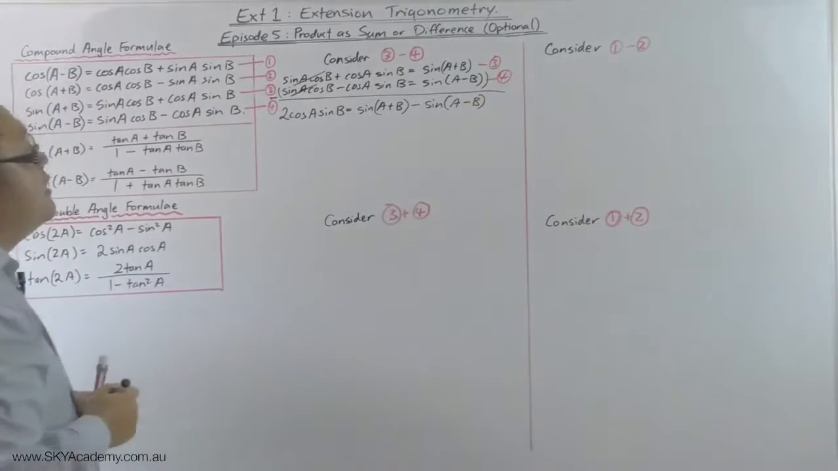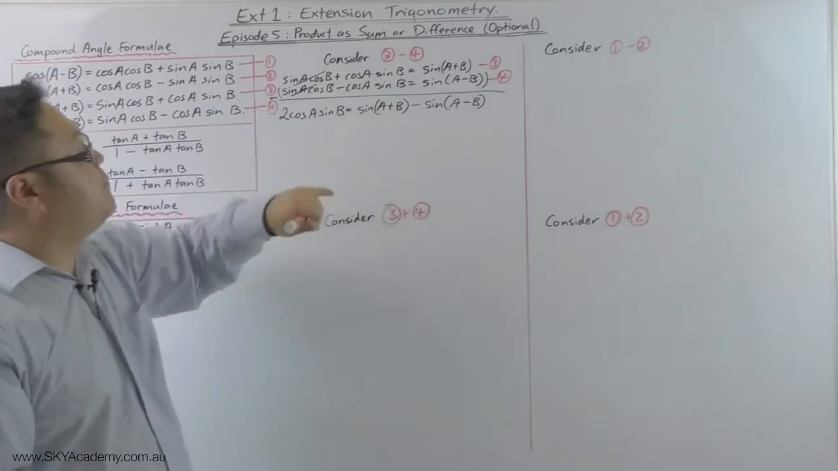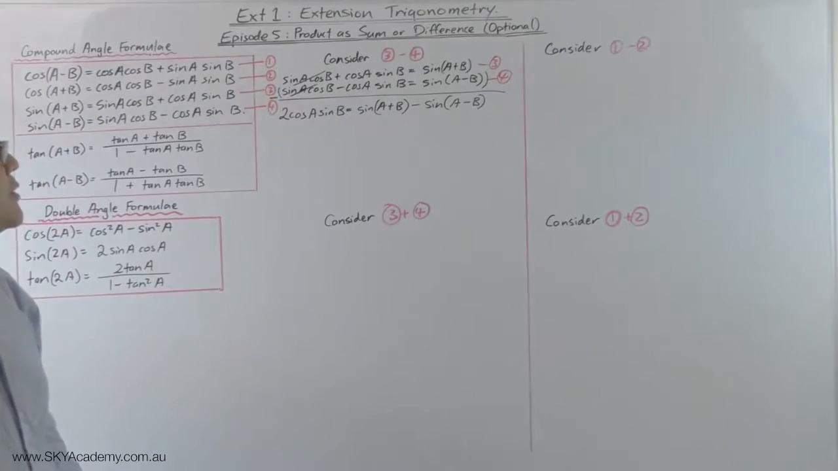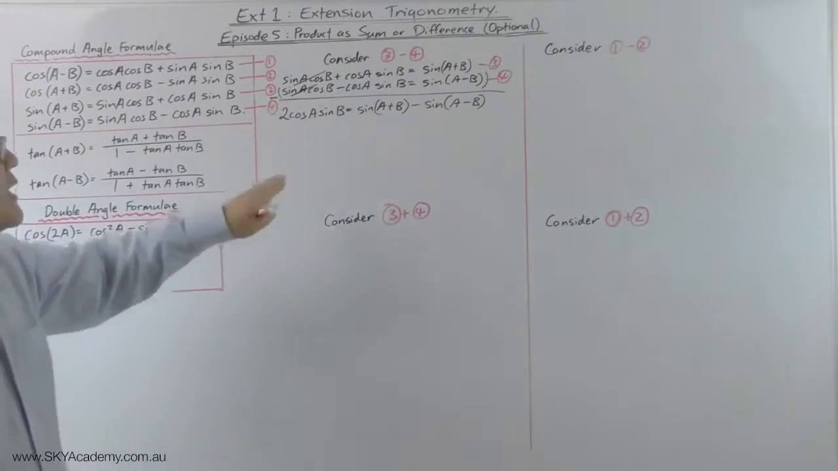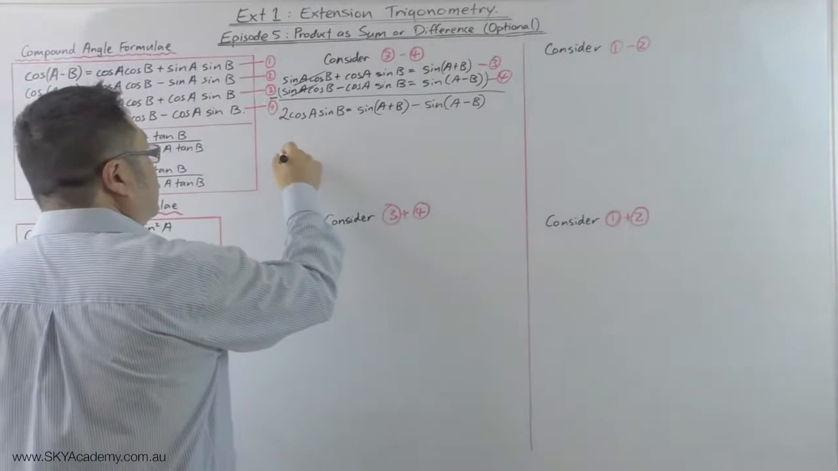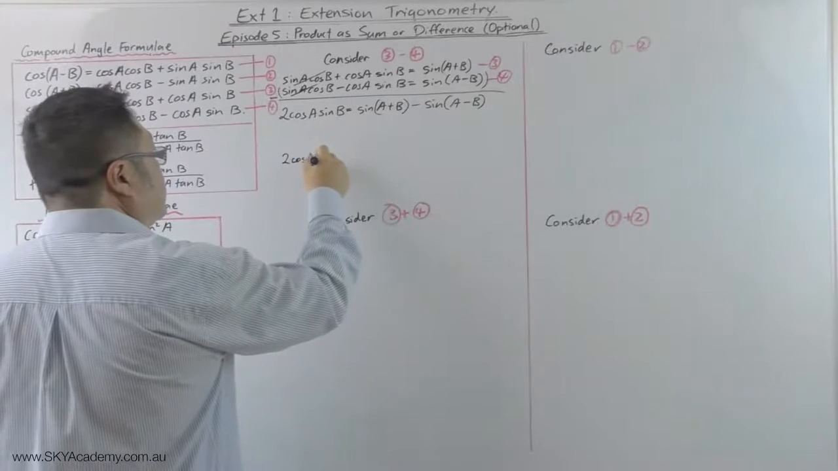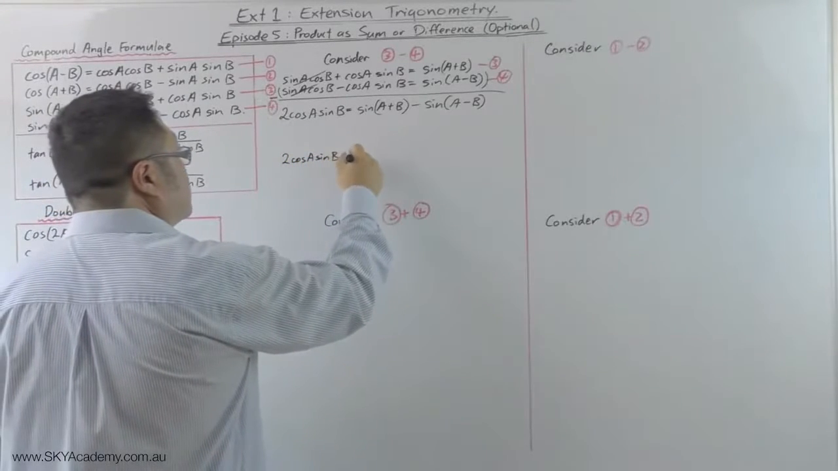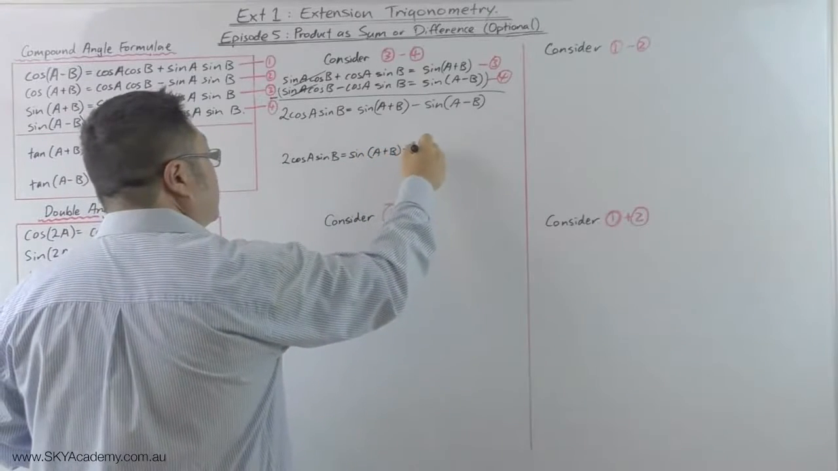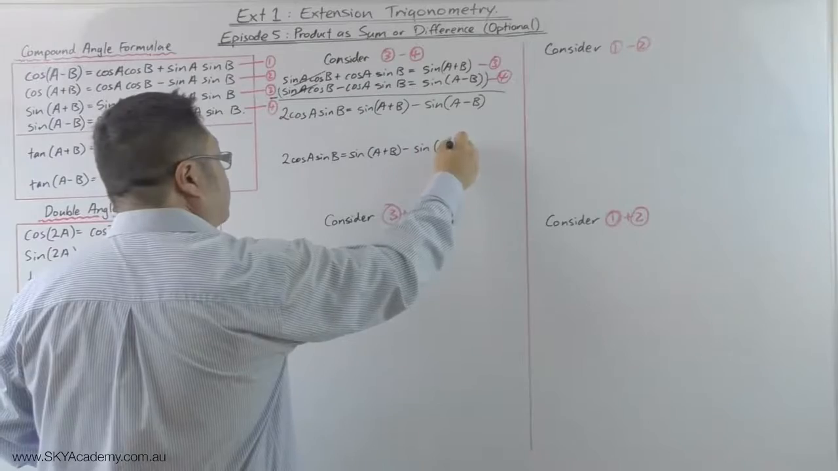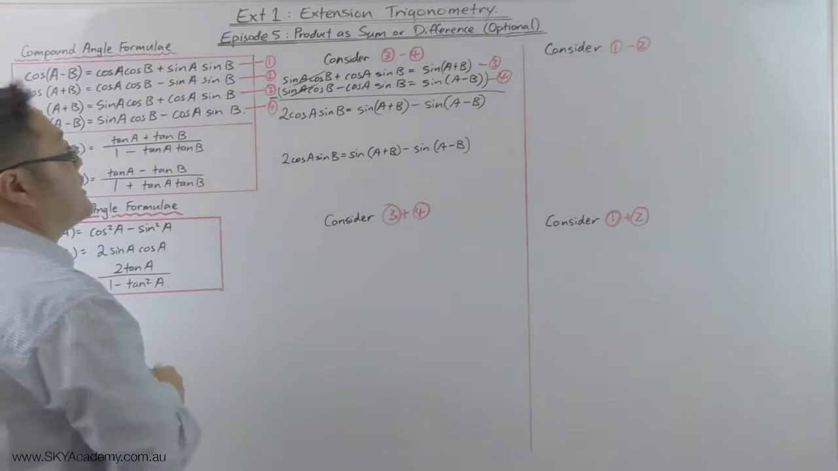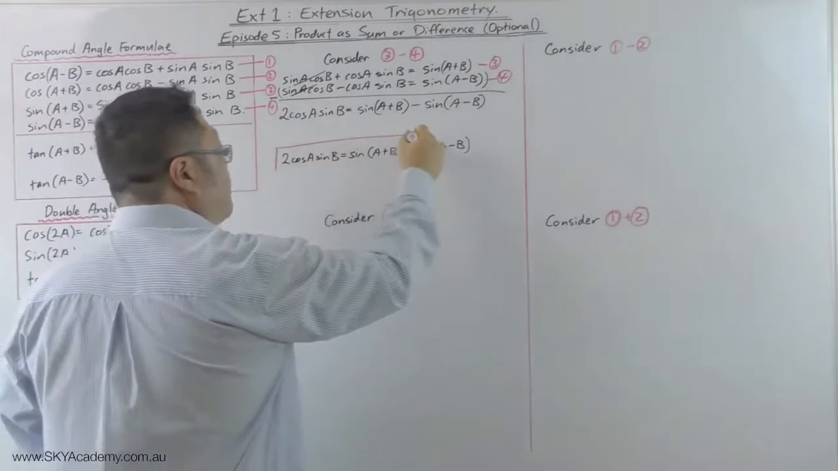And that really is turning a product into a sum of 2 trig ratios. Got it? So that's the first one that we need to know. Let's write that down: 2 cosine A sine B equals sine A plus B minus sine A minus B, and that is the first product as a sum formula.